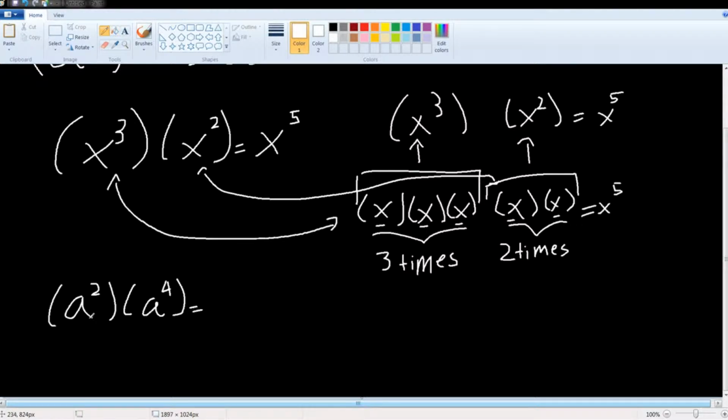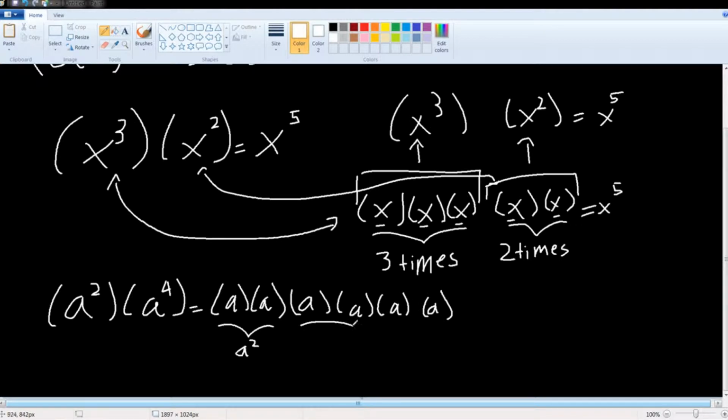Now let's expand this out. So a squared is just a times a. I forgot to mention, but the parentheses are to denote multiplication. So this is just a squared. Now let's write out a to the 4th. That's a times a times a times a, 4 times. Hence a to the 4th. And now if we count how many a's there are, there's 1, 2, 3, 4, 5, and 6. So that means a squared times a to the 4th is just a to the 6th.